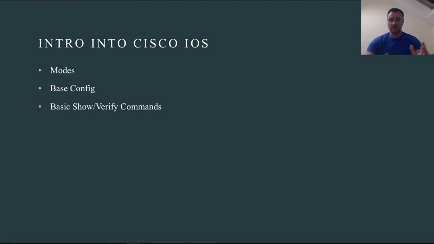Show you the modes and base config, which will involve configuring IP addressing, and then we'll go and do some very basic show and verification commands, because that's really important whenever you configure something. You have to prove it's worked. So I'll quickly jump on Packet Tracer now. We'll show you how to do that.